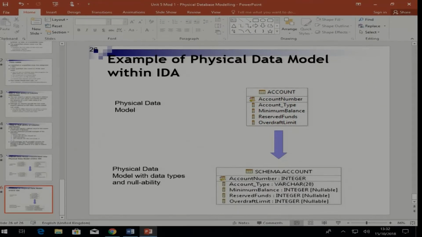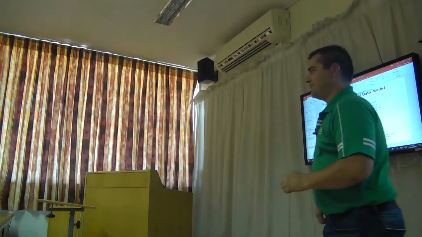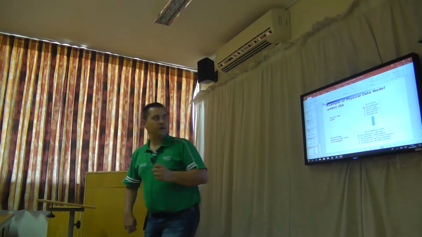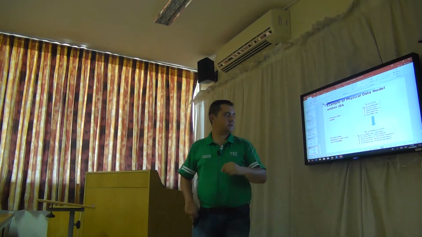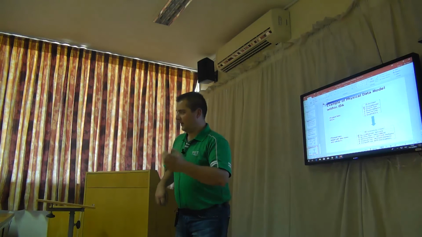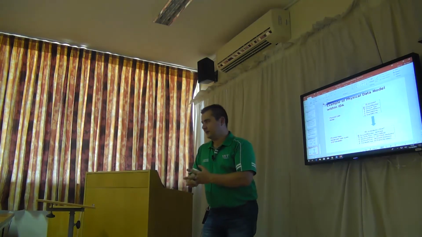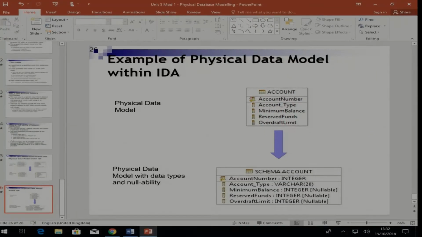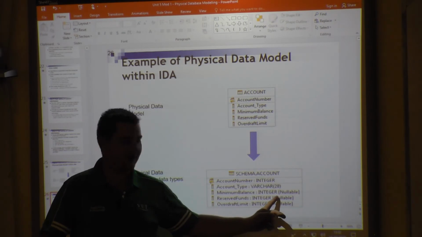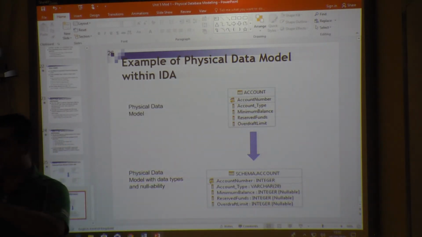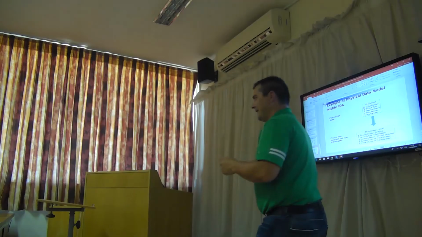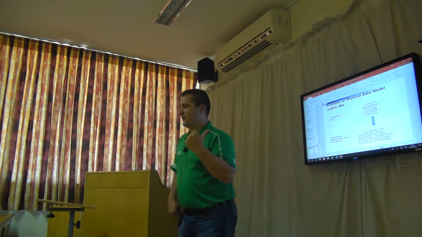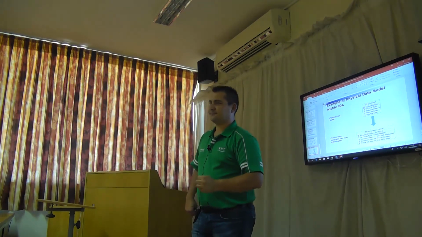nullable. What does nullable mean? Nullable is telling us that it's optional. If we look at the words we use, it's minimum balance, reserved funds, overdraft limit. Places like that are optional fields. But the account type, what does it mean if it's written like that? If nullable is not there, then it's not null. It is not optional. It is going to be required.